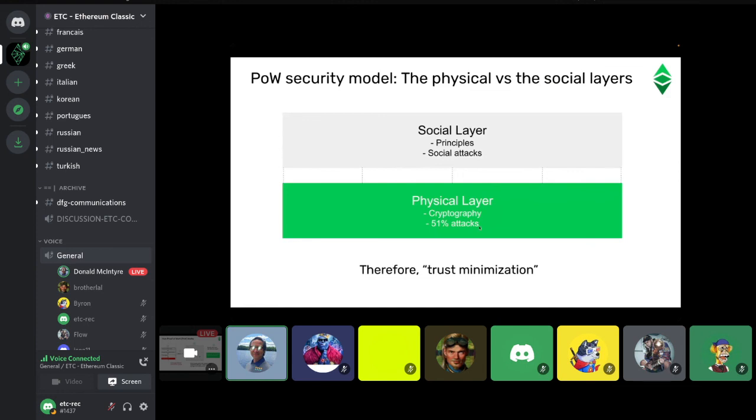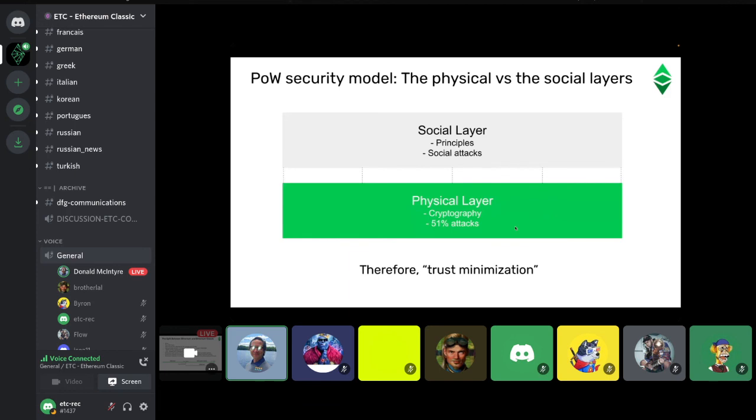The physical layer, which is the operating network of Bitcoin, Ethereum 1, Ethereum Classic, etc., is protected by cryptography, and it has this consensus mechanism based on proof of work. But if somebody has 51% of the computing power of the network, then they can do an attack. It's not really a hack. It's just an attack in the sense that they can do a double spend. You can Google what is a double spend. Basically, it's to steal money on the blockchain.